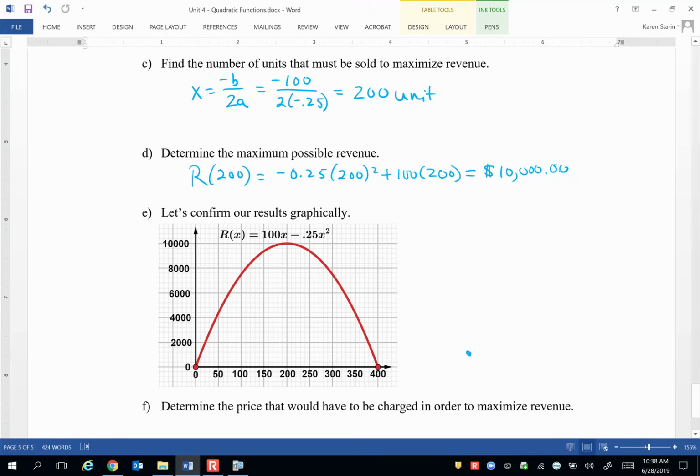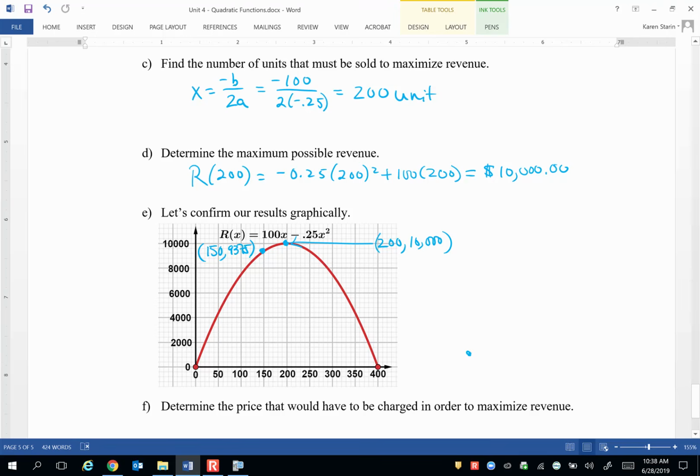So confirm this graphically in part E. We found the maximum is at 200, and the maximum revenue is 10,000. We can see that that lies at the maximum part of the curve, or on top of the parabola. And remember, we also found what the revenue was for 150 units sold, and that looks like it confirms our $9,375 there.